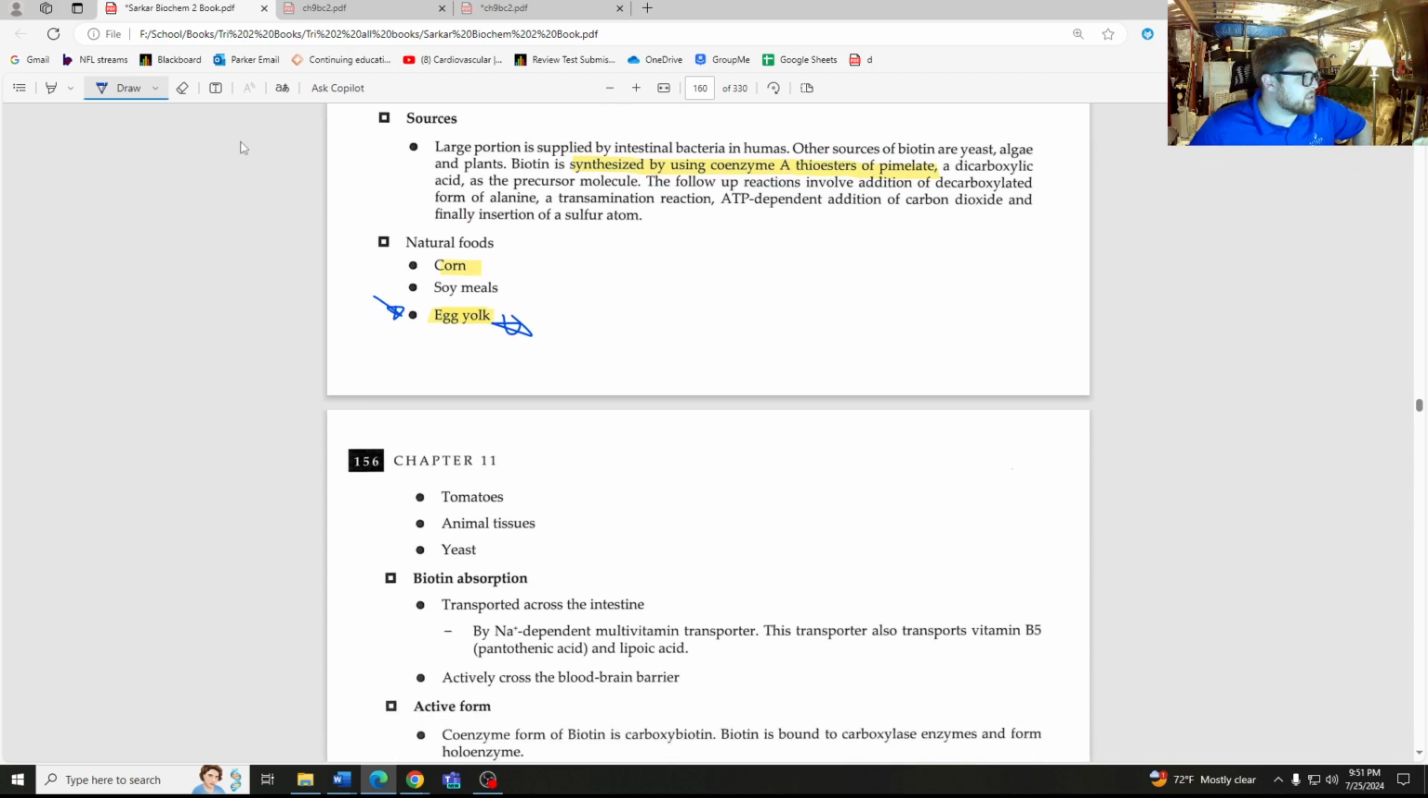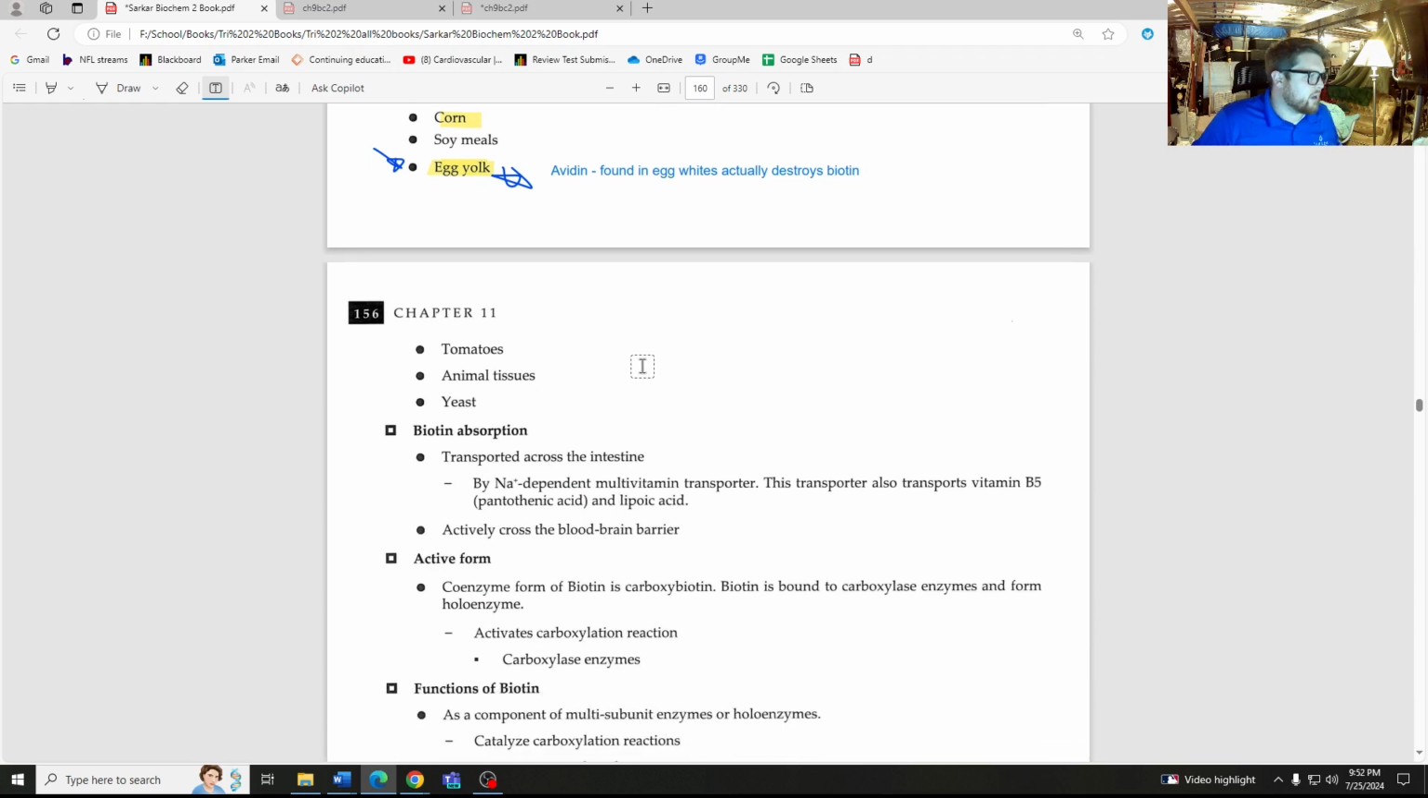Sometimes the other question that will get asked, either here or in future tests, is that there's actually a protein found in egg whites called avidin. It actually destroys biotin. So yeah. That's why having some egg yolks is good, and just straight egg whites doesn't give you the full nutrition that you might get from regular eggs.